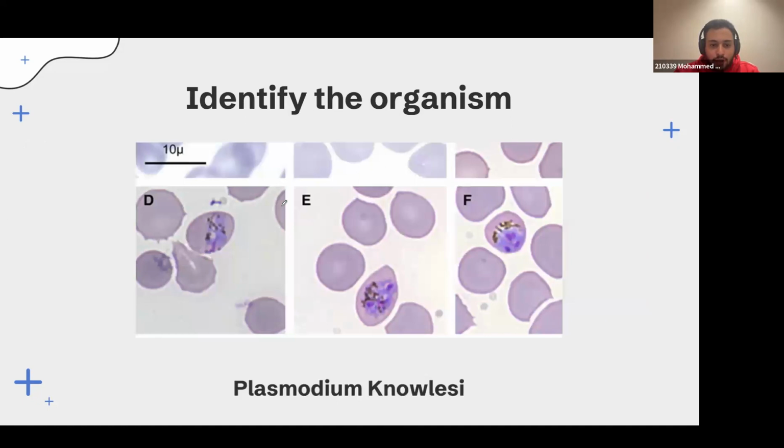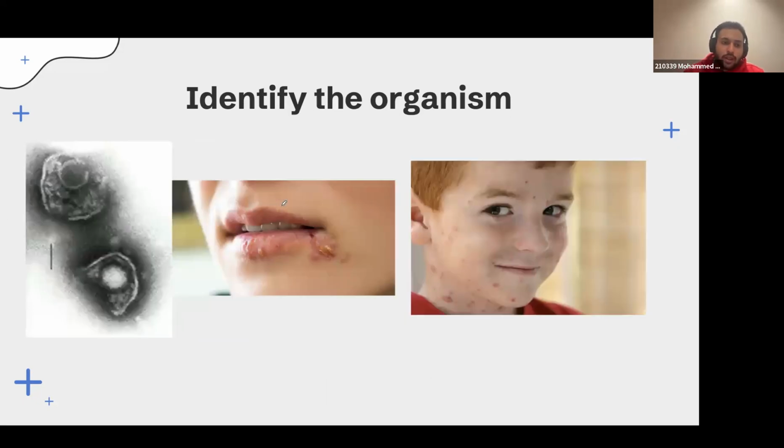Okay. Now this one is HSV. Since this is oral herpes, which type? I kind of showed it, but HSV1. Where does HSV2 most likely develop? Genital. Good. Perfect. So that's that. Now, what's this one? Varicella. Okay, chickenpox. Varicella zoster virus, VZV. Again, it's a herpes virus and it causes chickenpox.